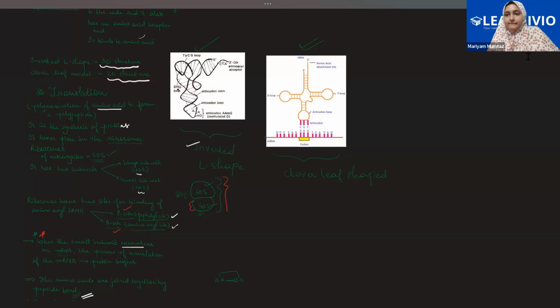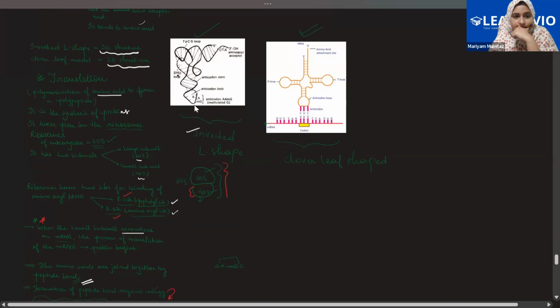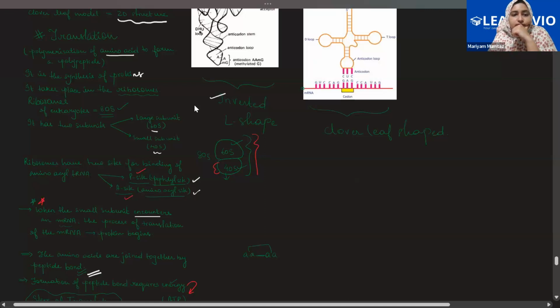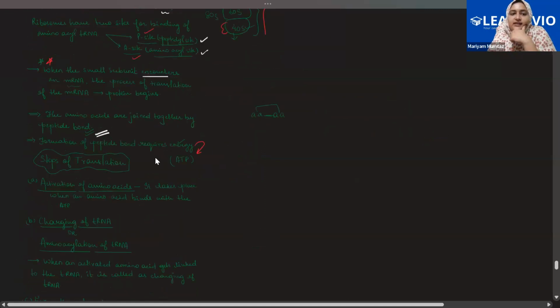Ma'am, we wrote translation. It takes place in the ribosome. We have to write from ribosomes of nucleus. Oh. Okay, so did I discuss the steps of translation with you all?